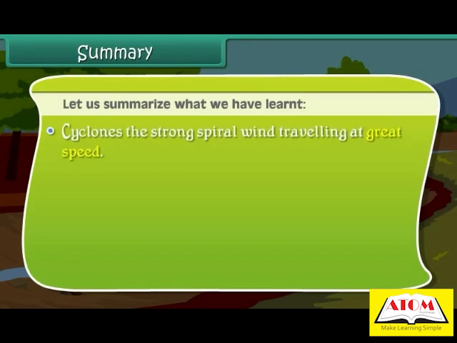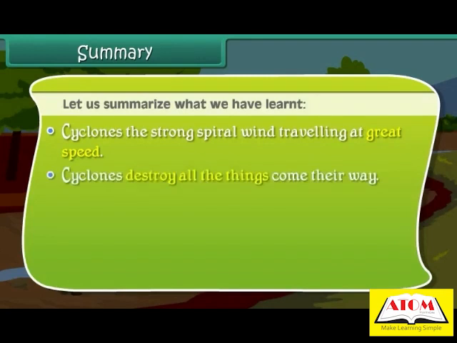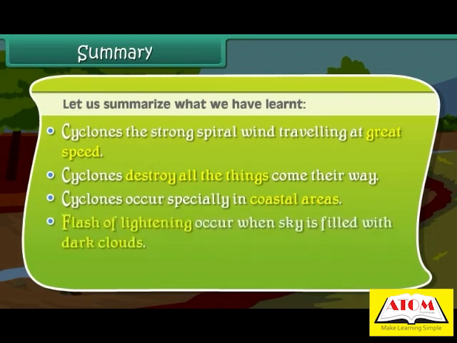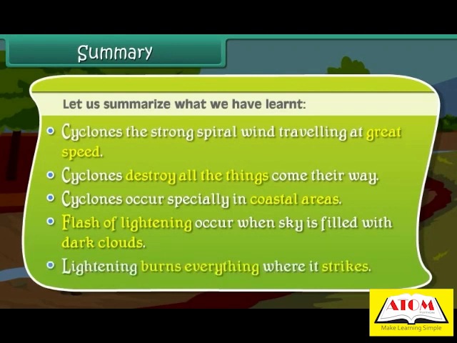Cyclones, the strong spiral wind traveling at great speed. Cyclones destroy all the things that come their way. Cyclones occur especially in coastal areas. Flash of lightning occurs when the sky is filled with dark clouds. Lightning burns everything where it strikes.